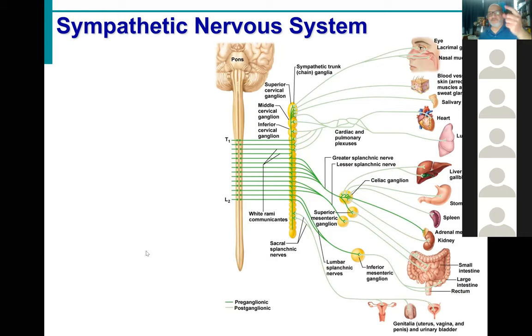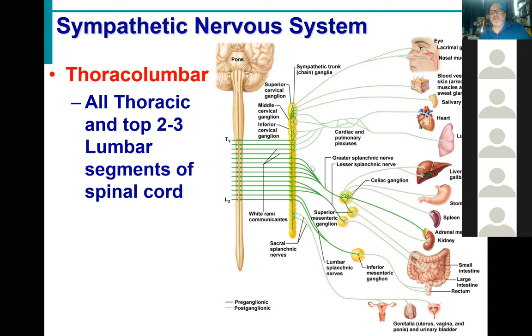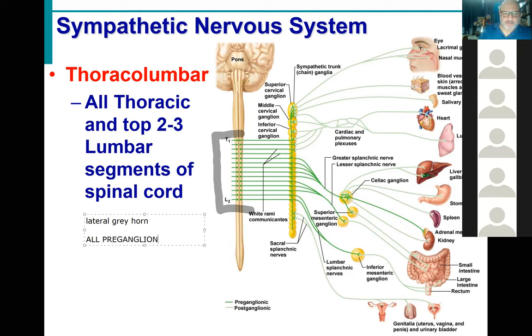In some ways, very small ways, the sympathetic nervous system is a teeny bit easier. One of the ways that it's easier is it starts more locally. Here in the spinal cord, in the lateral gray horn of all of the thoracic segments and the first two or three lumbar segments, is where all of our preganglionic neuron cell bodies are located.